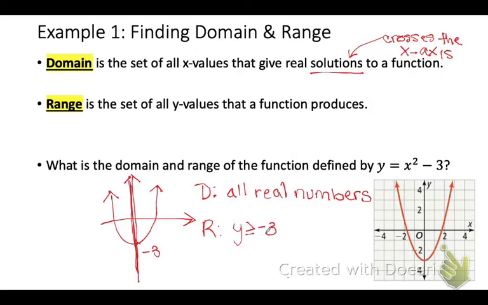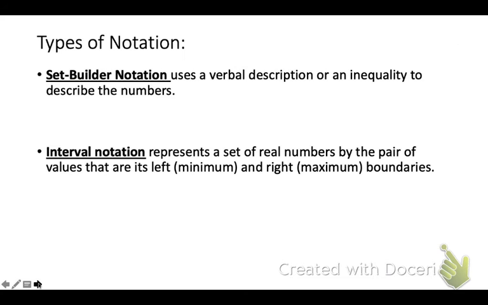So on the next slide, we're going to learn how to write these things other than words. And like I said, you are not going to understand domain the first time I throw it at you. It's going to take some time. Why are you throwing it at me? Because I have to keep throwing it at you.